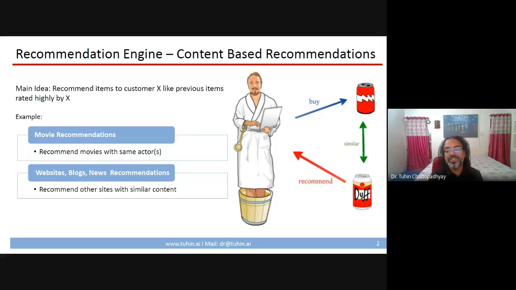Have I answered your question, how those websites recommend? Yes, from the profile that you create. That's one of the reasons most of the websites mandate you to create your profile first in the sign-in process. So that is the content-based recommendation.